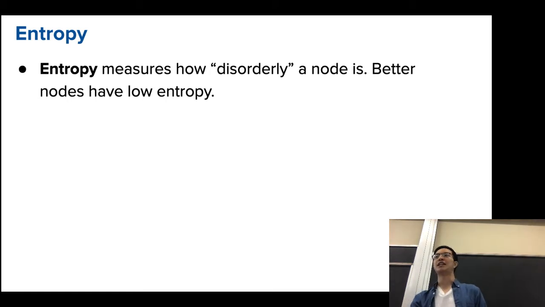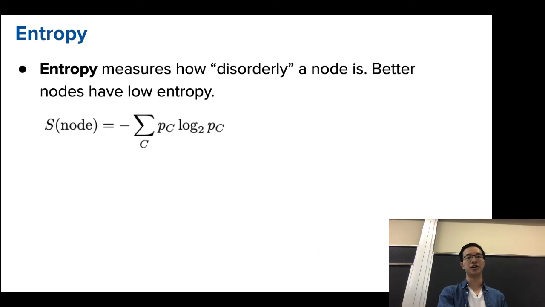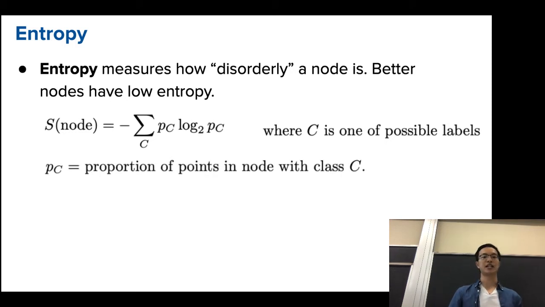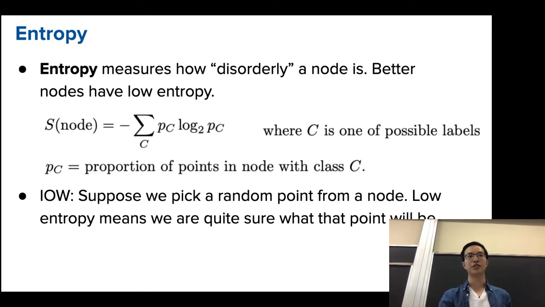So what we'll do is we'll define an idea called entropy, and then we'll do what we call the entropy loss. If it sounds familiar, it's because we talked about the cross-entropy loss for logistic regression. Those two things are related, but not exactly the same. So the entropy of a node is defined with the following formula, where C is one of the possible labels in my data set, and P sub C is the proportion of points in my node with that class. You can read this as if I pick a random point from a node, and that node has very low entropy, I'll be quite sure of what that point is. But if the node has high entropy, I won't have any clue.